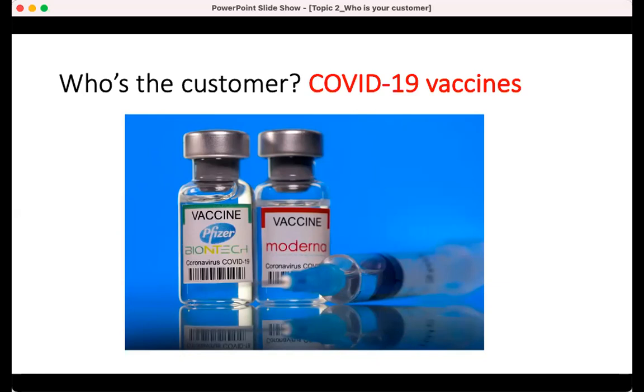So those are pretty different in nature, but again, the big enterprises can be a customer to purchase COVID-19 vaccines. Although it's not a big segment, I think a very small portion of the COVID-19 vaccines actually go to the private enterprises.